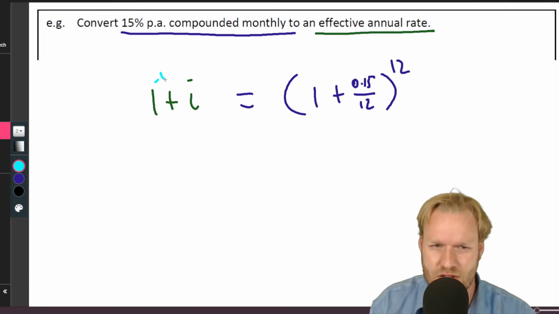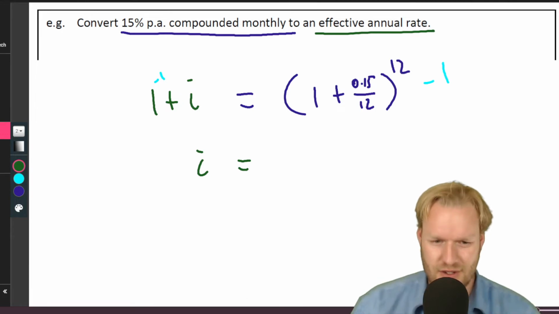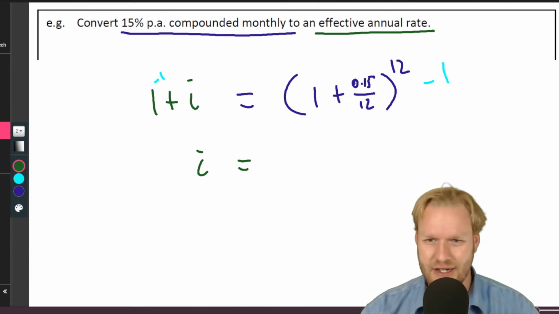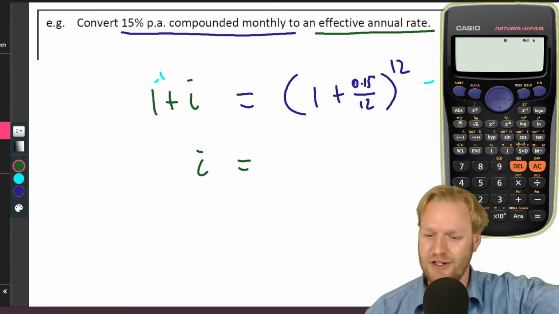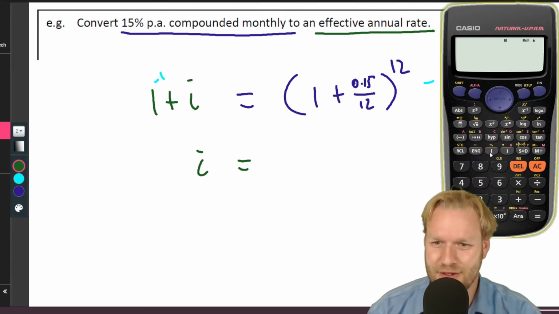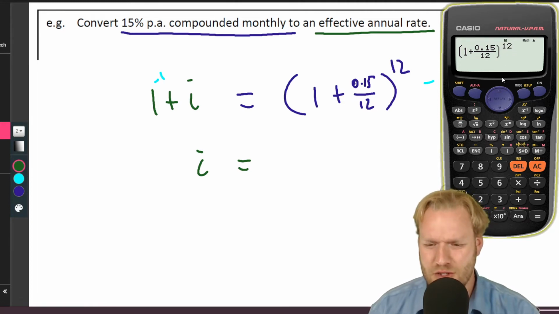We solve for I. It doesn't take too much. Subtract 1 from each side. And let's see, for I, what do you get? Okay, well, that's what you get. I know that I'm going to need a calculator to help me on this one. So, calculator up here. And we've got 1 plus 0.15 over 12, to the 12, right? Because those match up, the 12 and the 12. And we subtract 1 from each side.